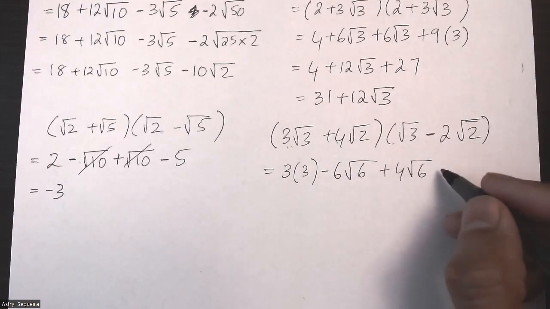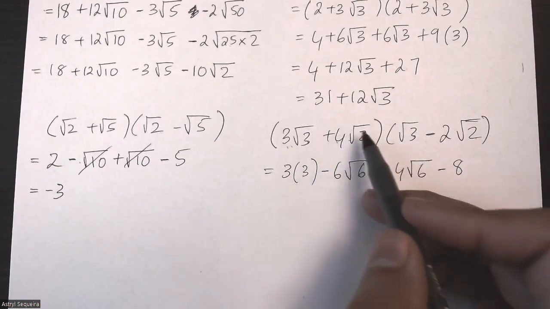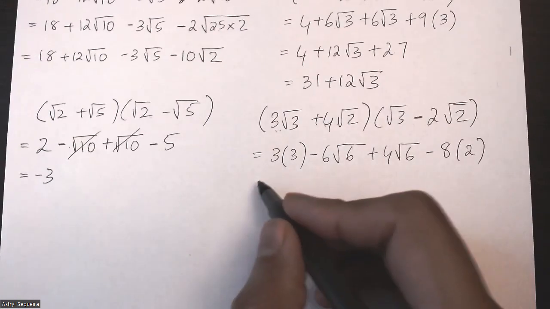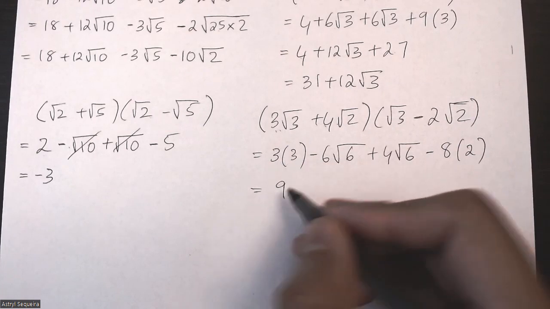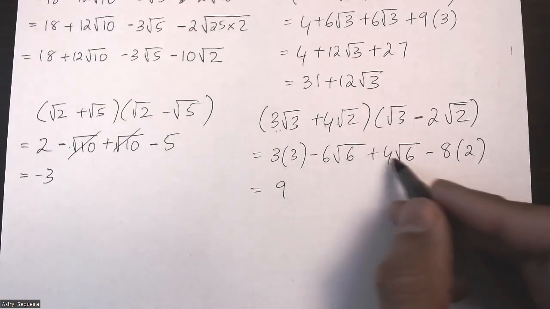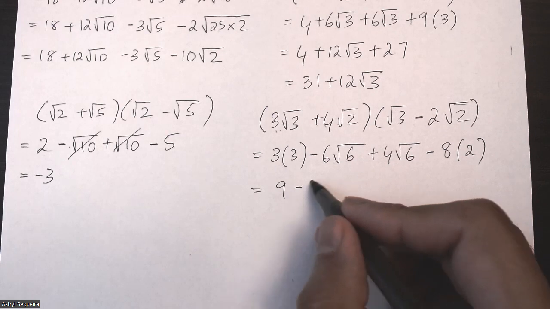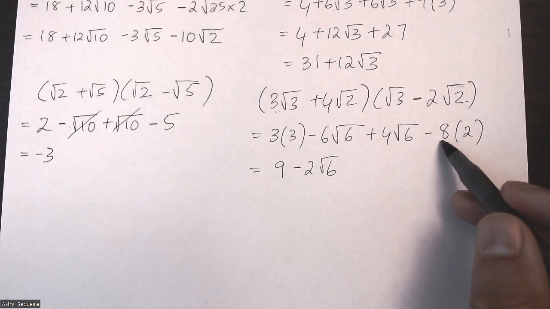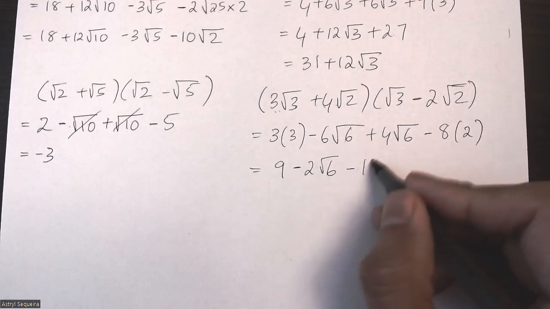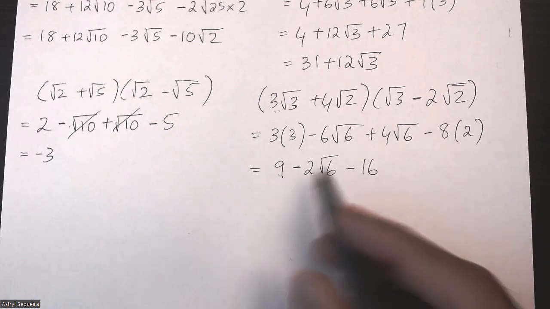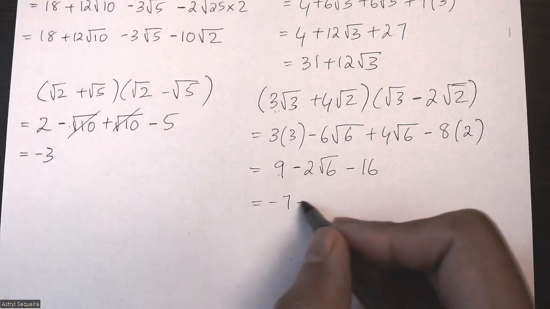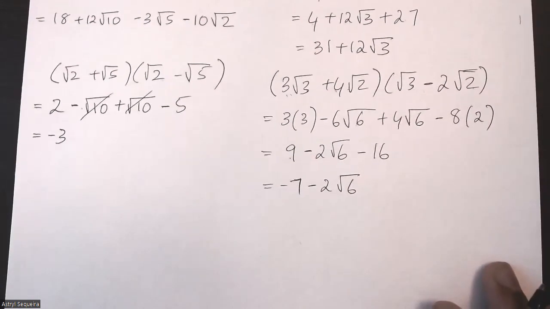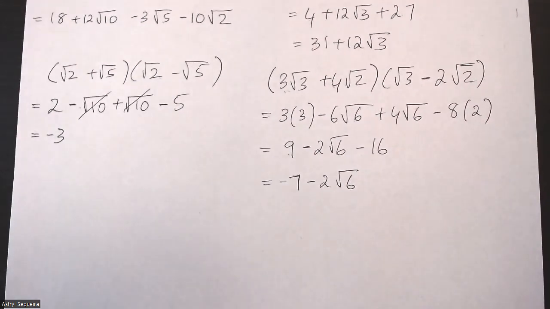And 4 times negative 2 is negative 8. Root 2 times root 2 is just 2. Now I just need to simplify this. 3 times 3 is 9. Negative 6 root 6 plus 4 root 6 is just negative 2 root 6. I'm just adding the coefficients there. And negative 8 times 2 is negative 16. 9 minus 16 is negative 7. The final answer is negative 7 minus 2 root 6.